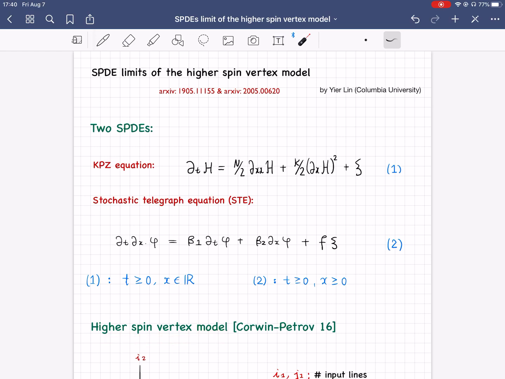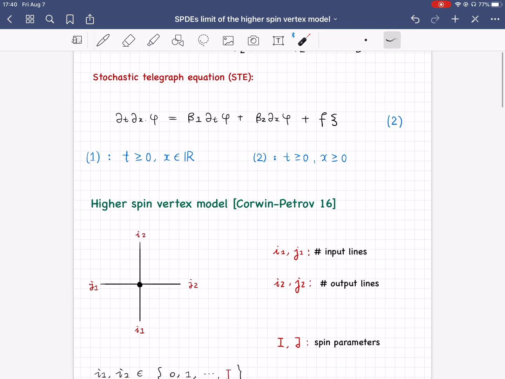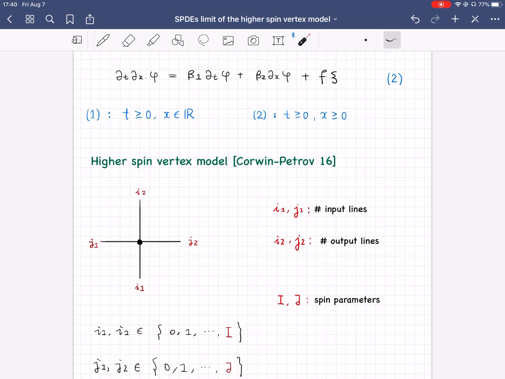So this model was introduced by Corwin and Petrov in 2016. So how is it defined? Imagine we associate the integer lattice in some subset of Z2 with a vertex configuration. So this vertex configuration is specified by four non-negative integers, I1, J1, I2, and J2. So one should understand I1 and J1 as the number of input lines going into the vertex, and I2 and J2 to be the number of output lines going out of the vertex.